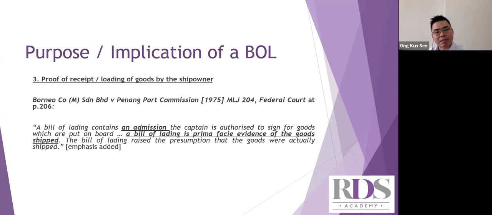The third implication of the BOL is that since the BOL itself indicates the quantity, the destination and the type of goods being shipped, and the BOL is also signed off by the ship owner, the BOL itself is an admission or proof that goods were actually shipped on board. So the ship owner cannot turn around and argue that, look, you have only shipped 20 tons on my ship, not 60 tons as stated in the bill of lading. What's important is that whatever is stated on the bill of lading is presumed to be true unless the party disputing it can show some document to show otherwise.